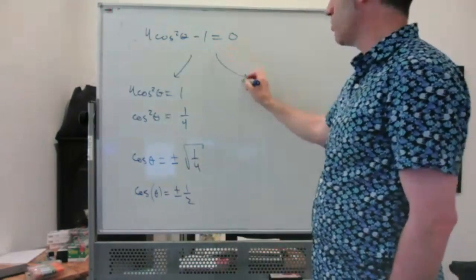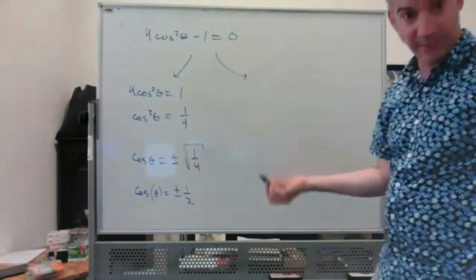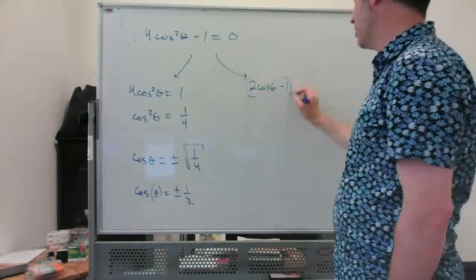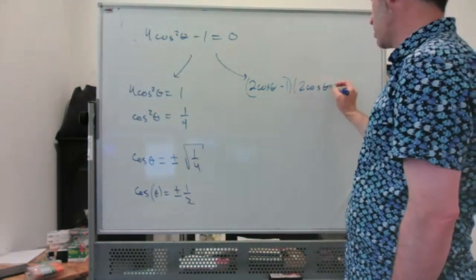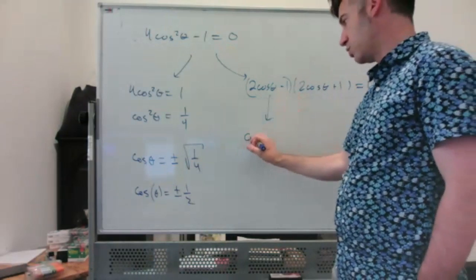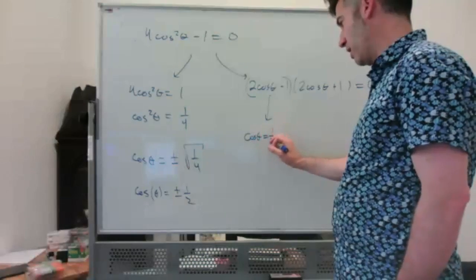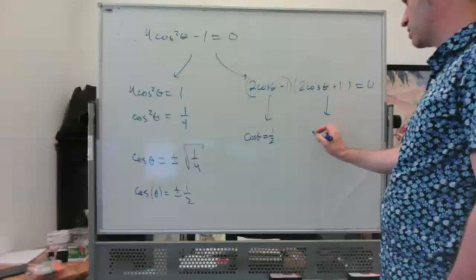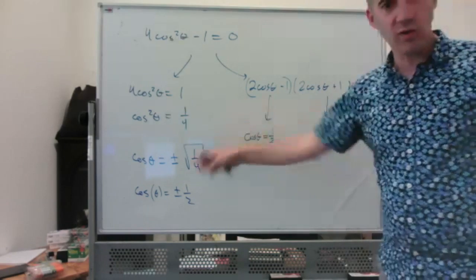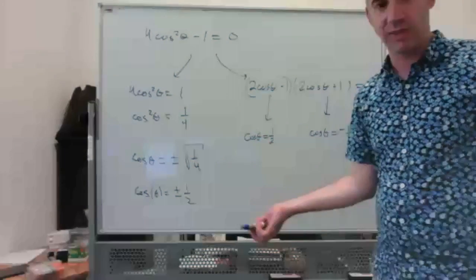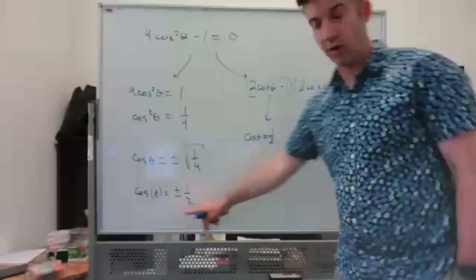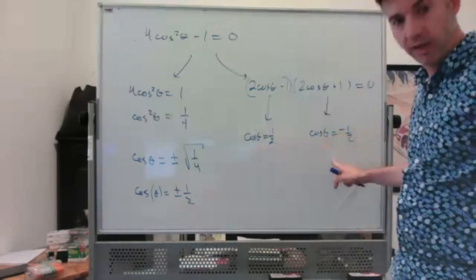Or you could do this one by factoring. You could factor it as a difference of squares. It's 2 cosine theta minus 1 times 2 cosine theta plus 1 equals 0. And then this part leads us to cosine theta equals 1/2, and this part leads us to cosine theta equals -1/2. So either way you go about this, you're still getting to the same place, where you're trying to find all the solutions to cosine theta equals 1/2 or -1/2.